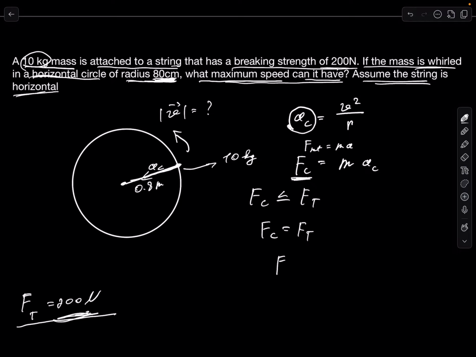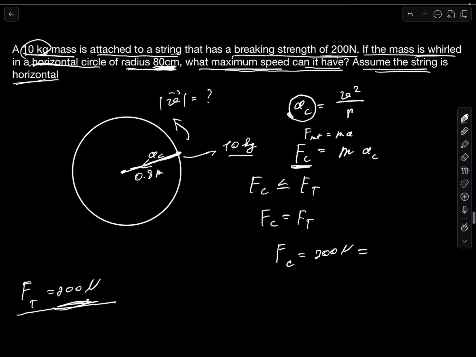Now it's just plug and play. So the centripetal force has to be equal to 200 newtons, which is equal to ma right there. We know m is 10 kilograms times centripetal acceleration. So centripetal acceleration should be 20 meters per second squared. Now we know the acceleration. Can we figure out the velocity? Of course we can.